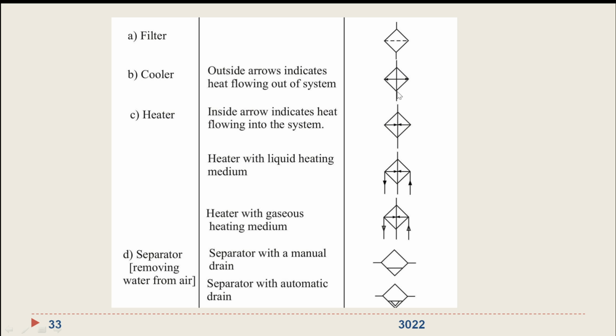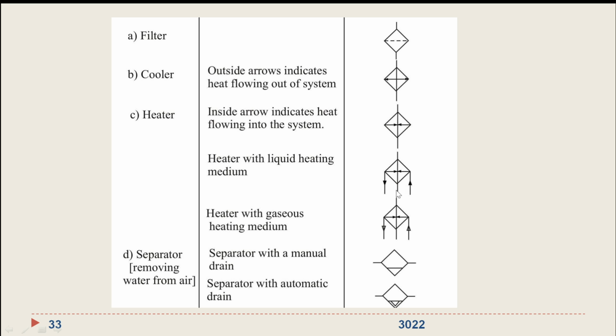Same way, there is a perpendicular line and two diagonals, and the horizontal diagonal is with arrows at both ends. Then heater, the arrows will be pointing towards the center. On the horizontal line, the arrows will be pointing towards the center. There are two arrows pointing towards the center of the square. So inside arrow indicates heat is flowing into the system.